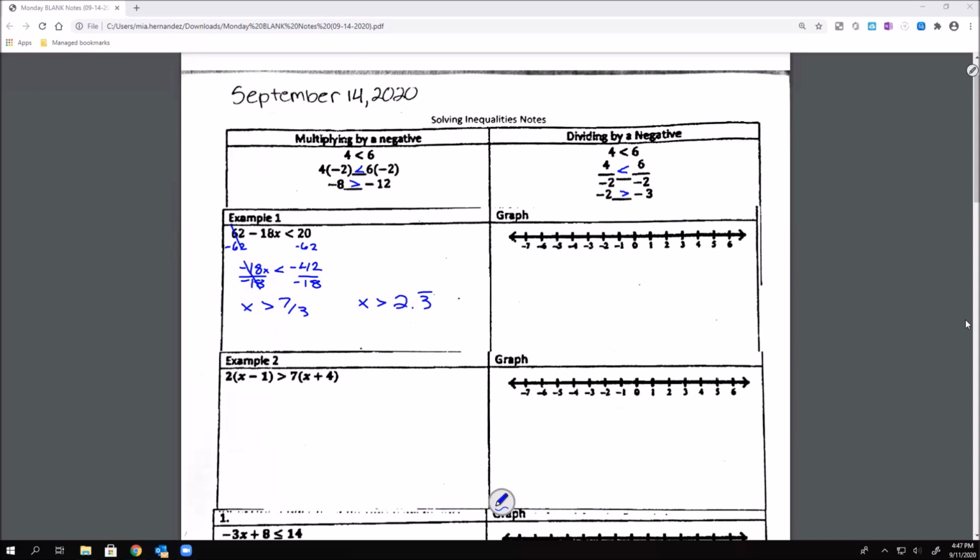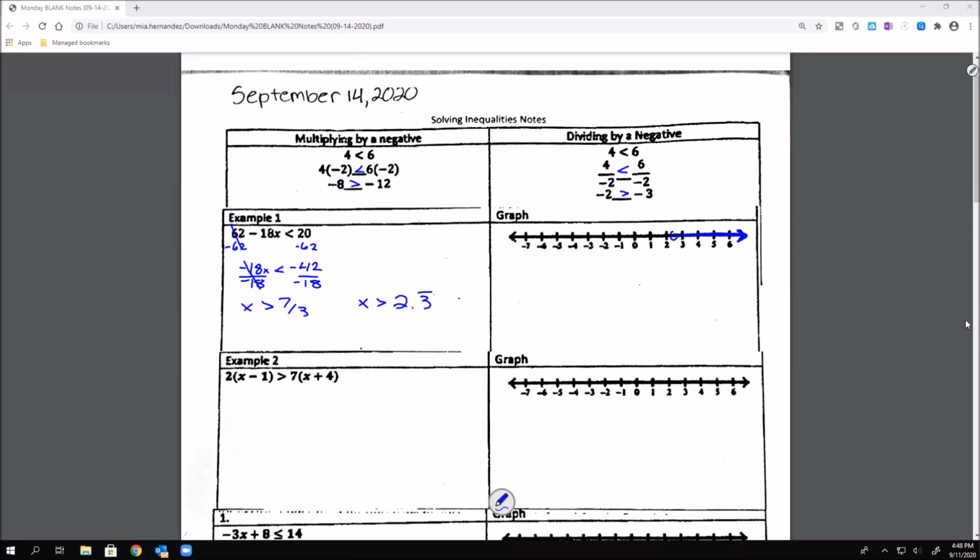Now when I graph this, we're going to move over to the number line next. Since I don't have that equal to line under my less than sign, I'm going to start with an open circle instead of a closed circle. So I'm just going to find my place near 2.3 repeating, so it's somewhere over here. Put an open circle, and we said x is greater than 2.3 repeating, so it's everything bigger than that value. So that means my arrow points to the right. One problem down, a few more to go.